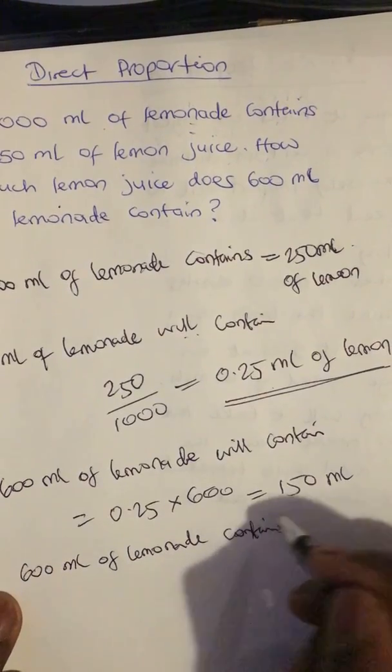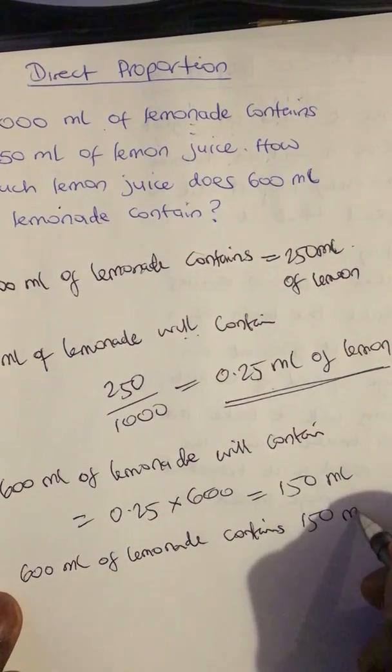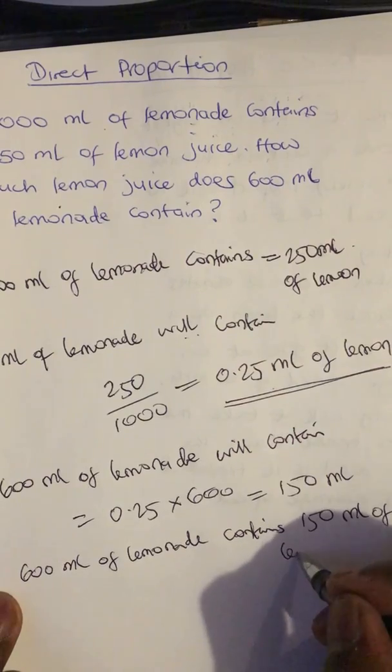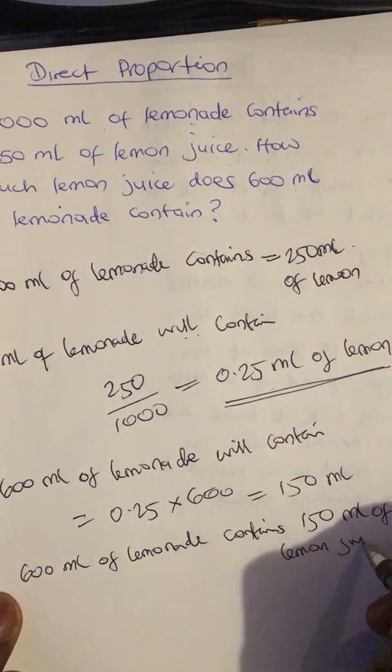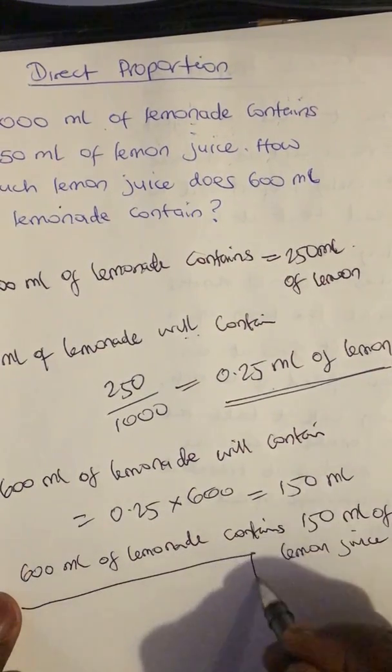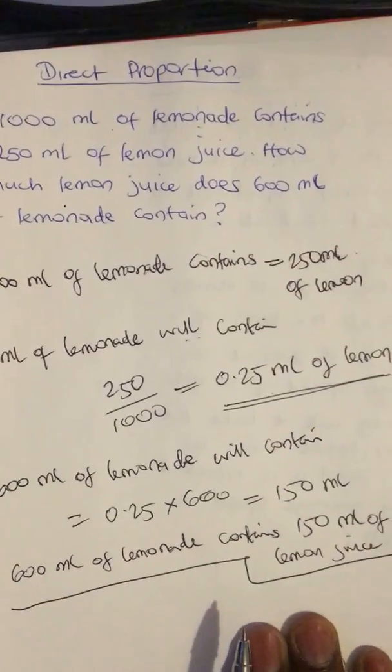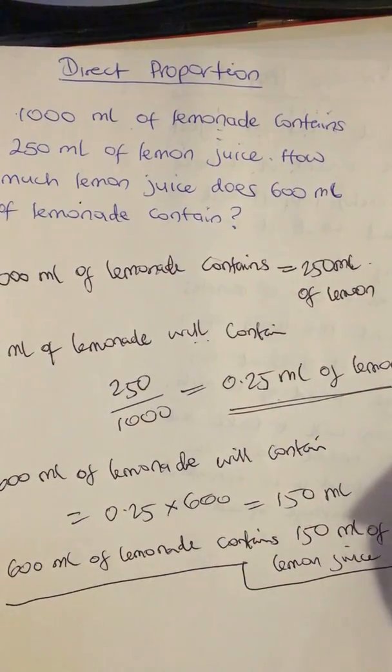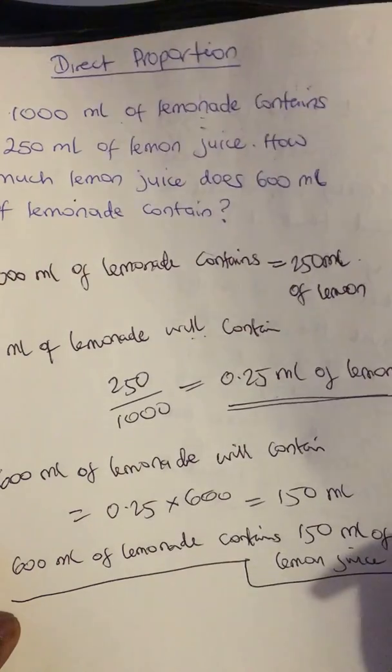So basically what this means is 600 ml of lemonade contains 150 ml of lemon juice. So basically this is what we were asked to find. So this is problems on direct proportionality.